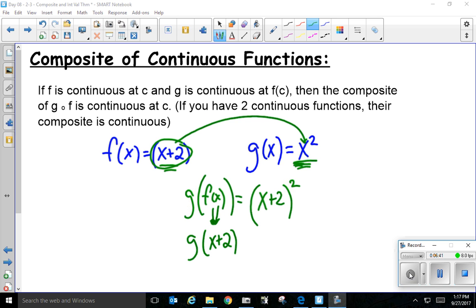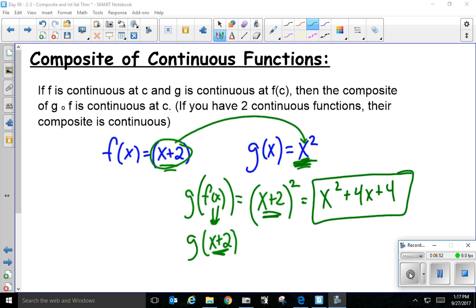That means wherever there's a variable here, I replace it with x plus 2, which is x squared plus 4x plus 4. This is also continuous because it is the composition of two continuous functions. Got it? Yes, right.